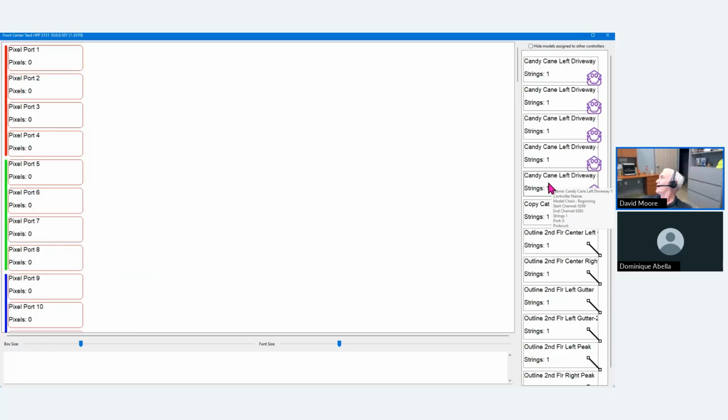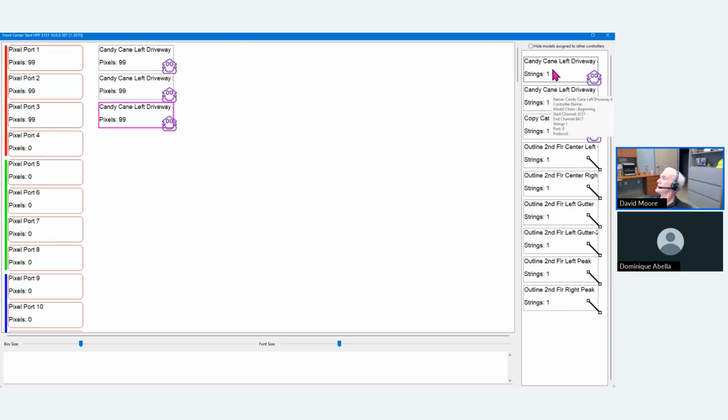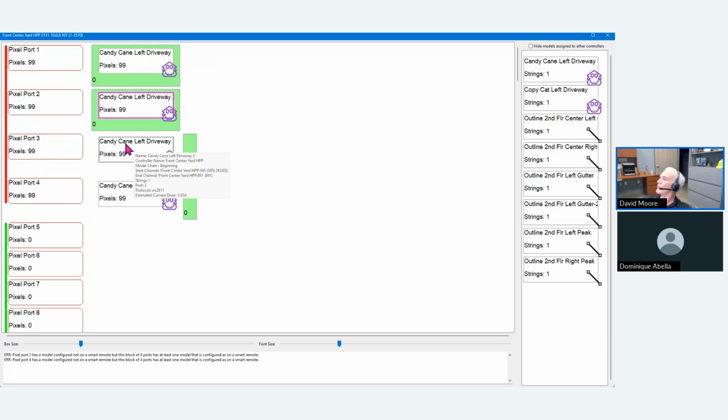So what I'm going to do is start with the left driveway. I'm just going to put my candy canes out here, right there. And it's the same deal as before, right? So I'm going to go ahead, put them in here, smart remote, 0. And I'm just going to put them into the remotes.